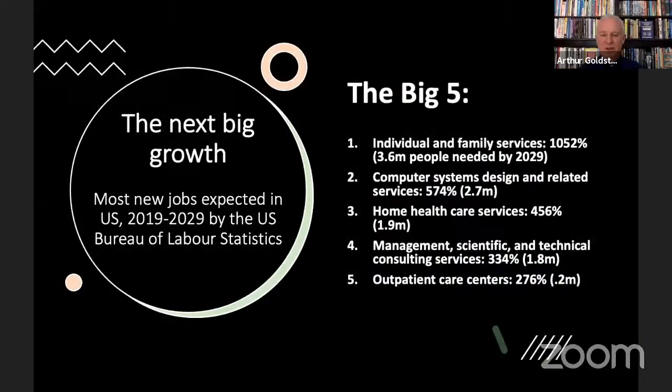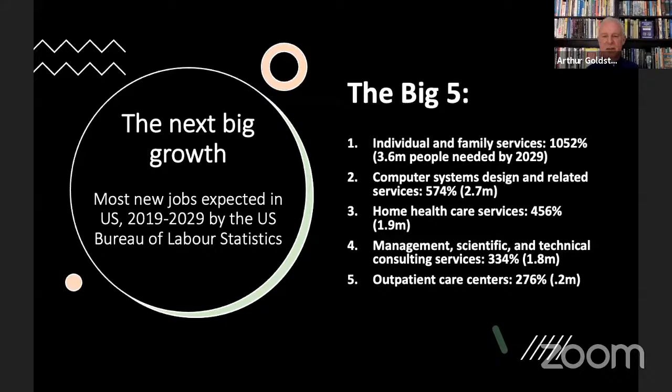So where are we going to see artificial intelligence used most actively in the coming decade? We get a sense from where the big growth is coming in job demands of the coming decade. According to the US Bureau of Labor Statistics, in the 2020s, the biggest shortage of people being placed in jobs is going to be in individual and family services first, then computer systems design and related services, then home healthcare services, then consulting, and finally outpatient care centers.